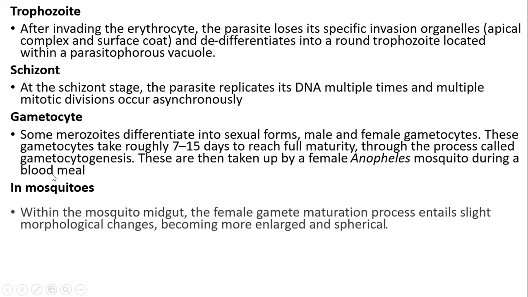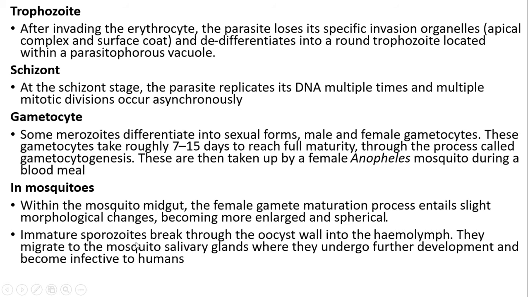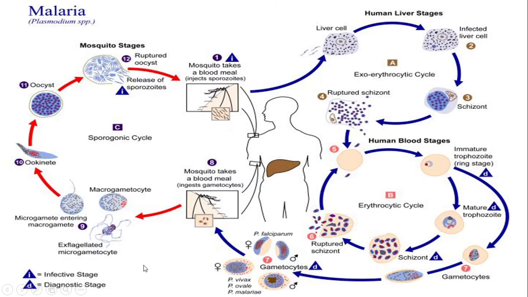Within the mosquito midgut, the female gamete maturation process entails slight morphological changes, becoming more enlarged and spherical. Immature sporozoites break through the oocyst wall into the hemolymph. They migrate to the mosquito salivary glands where they undergo further development and become infective to humans. This is the life cycle of the malaria parasite.